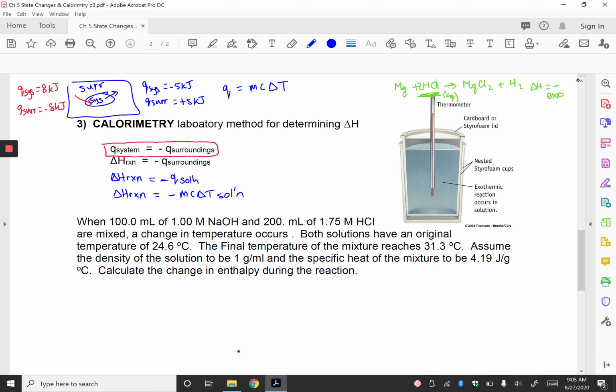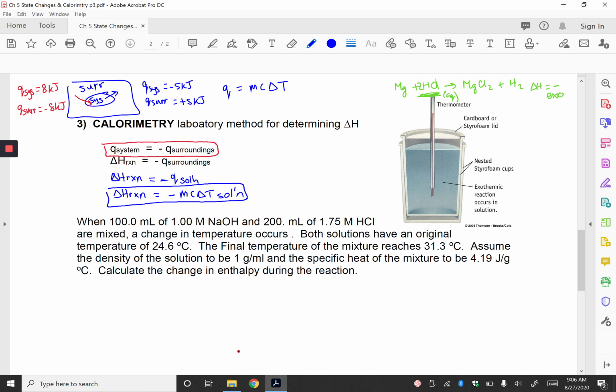So if I were, for this example, if I just do MC delta T for the solution, it's going to be a positive value because my solution is absorbing energy, right? If I put that negative, that makes it the delta H of the reaction, because then it's exothermic. My reaction is giving off that energy. My water or solution is absorbing that energy. So that's usually what we use in calorimetry if we're doing our reaction in solution.